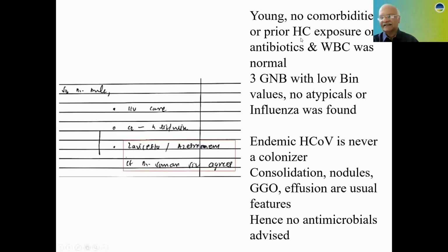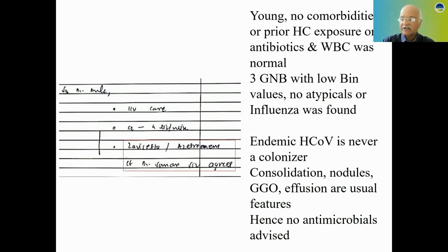Okay, so how do we analyze this case? Now, this was a young lady. She had no comorbidities, no prior healthcare exposure, neither antibiotics. WBC was normal. She had 3 GNBs with low bin values. No atypicals or influenza were found.